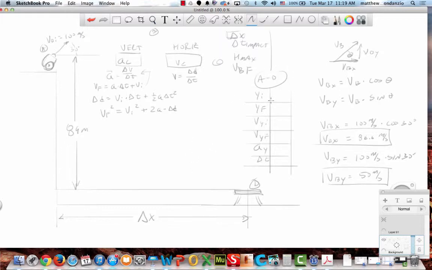Ready? What's my Y initial? 89 meters. What's my Y final? 0. What's my VY initial? 50 meters per second. What's my VY final? Don't know. What's my acceleration in Y? Okay, and what's my delta time? Don't know it. Okay, so now let's take this table and see if there's an equation we can use that makes a relationship between the information that we have. May not happen. Let's go look.